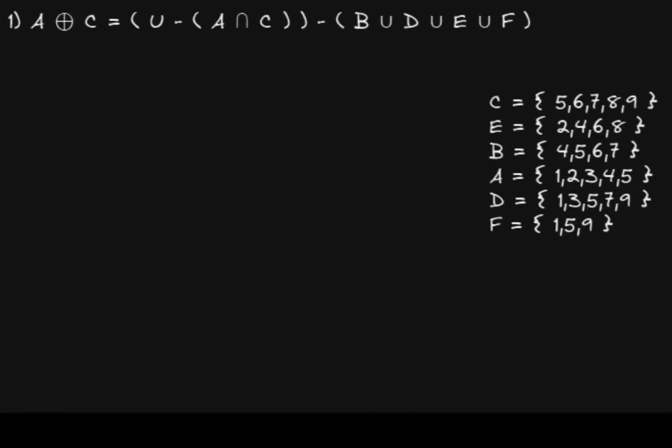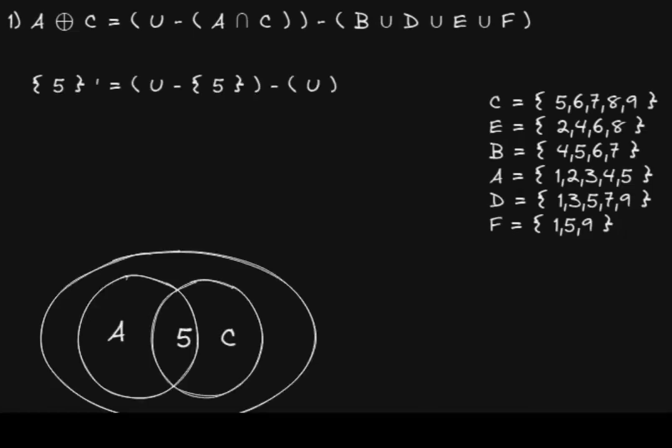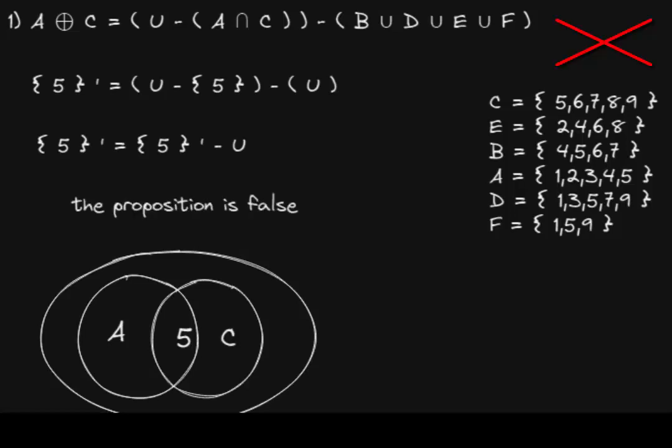To find the first answer, let's simplify. B, D, E, and F contain the entire universe, and do the A-C intersection. At first glance, we find that this is false.